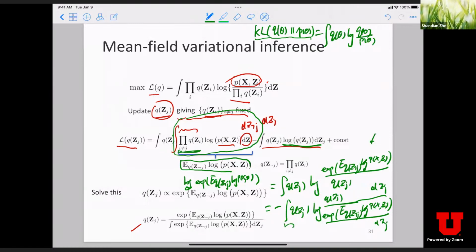So if this can be a KL divergence, then maximizing this evidence lower bound is equal to minimizing this KL divergence, right? And then you can just make Q(Z_j) equal to the distribution which corresponds to the denominator. Does it make sense?